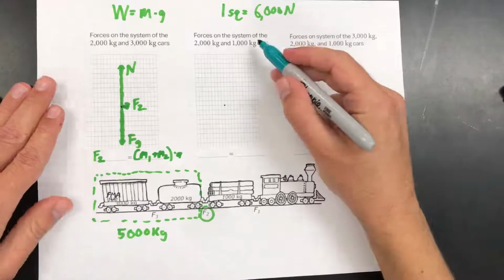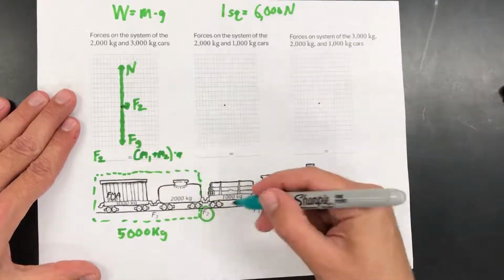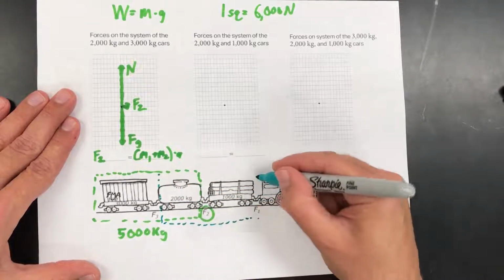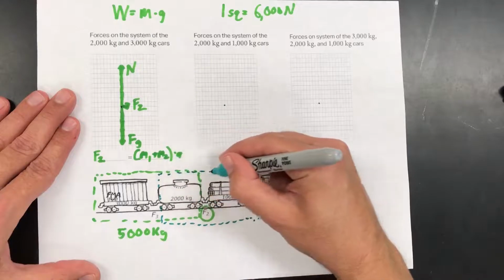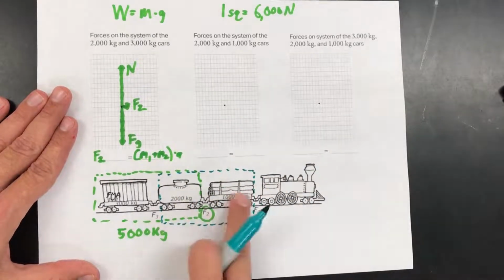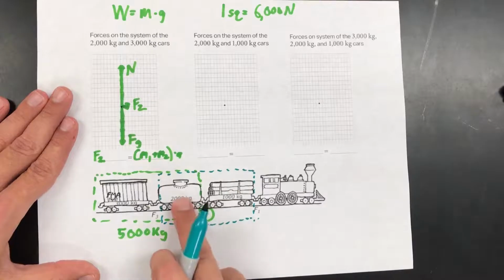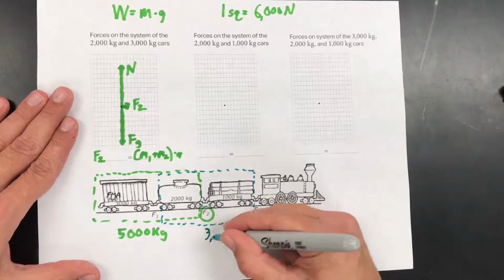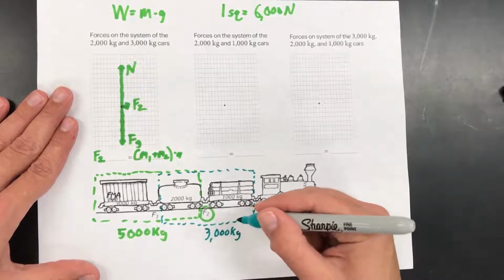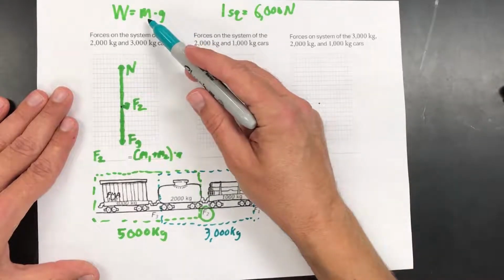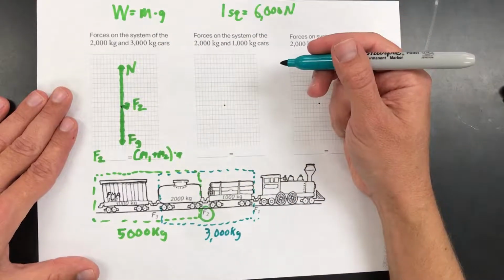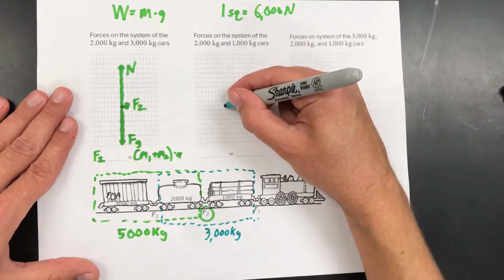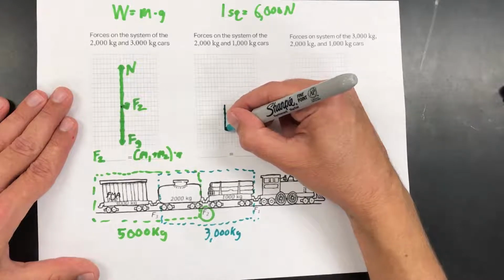So let's look at the next system that they have here. This time they say the system is the 2,000 and the 1,000, so these two cars. So let's add those two together in a system here. I notice they're sort of overlapping, but that's okay. So now these two cars are in the system. They've got a mass of 2,000 and 1,000, so all together they have a mass of 3,000 kilograms. If I plug that into the equation up here, I get 3,000 times 10 is 30,000, and 30,000 newtons is the weight then, which would be 5 squares. 1, 2, 3, 4, 5.